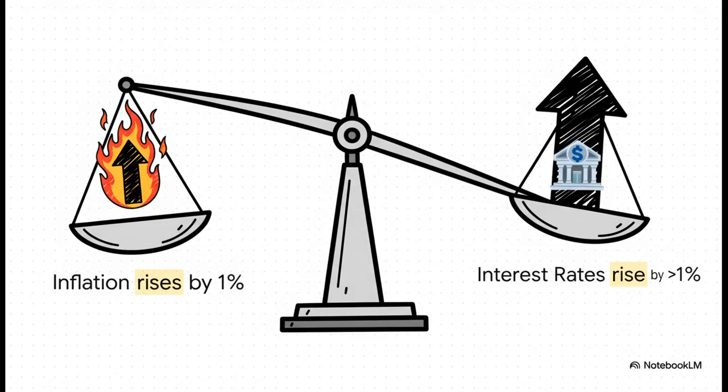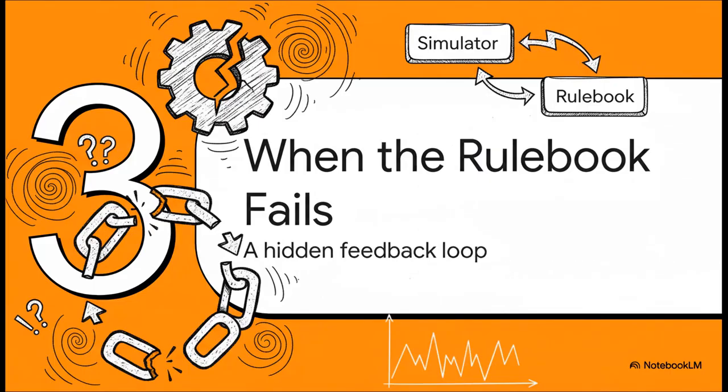It tells everyone that you're serious about keeping prices stable, and that helps stop people from expecting higher inflation, which can become a self-fulfilling prophecy. For a very long time, this was seen as the playbook for a stable economy. But here's where our story takes a turn.